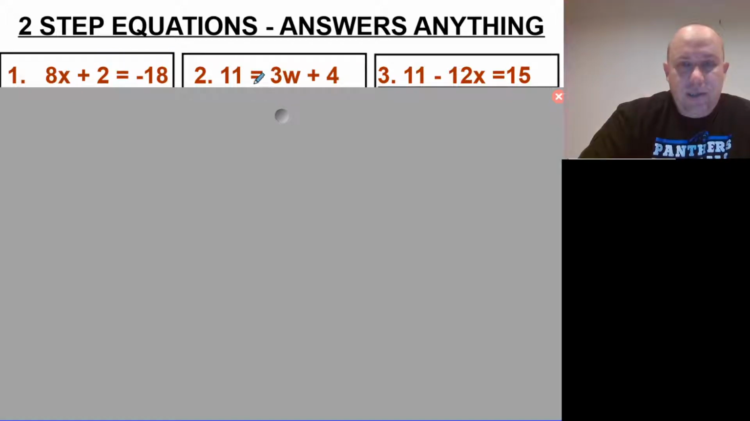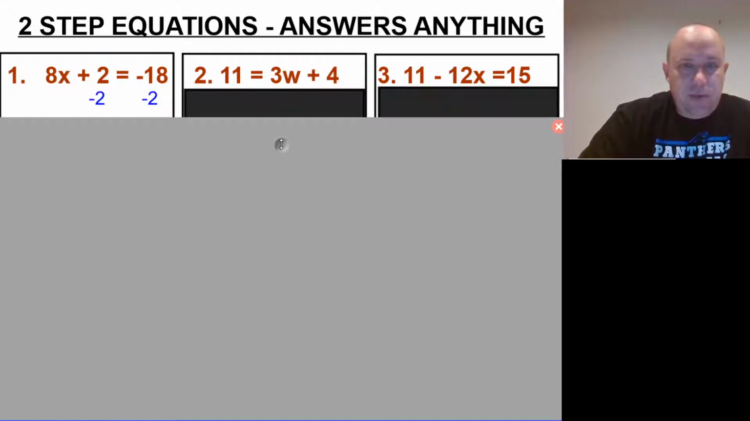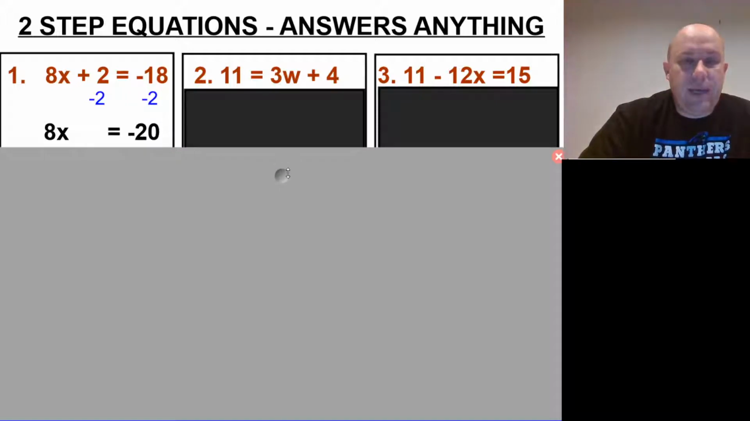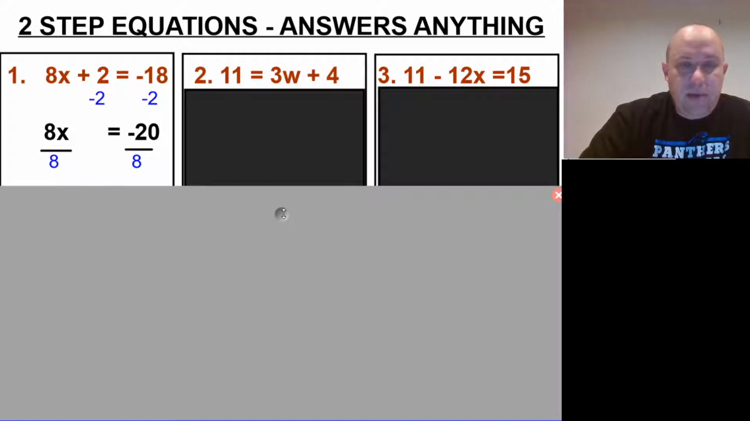So instead of adding 2, I'm going to subtract 2 because I'm trying to move it away from the 8x. Negative 18 take away 2 is negative 20. Be careful, I'm still seeing some people put 2 negatives make a positive. Not when you're subtracting necessarily, so just be careful for that. And then instead of timesing by 8, I'm going to divide by 8.